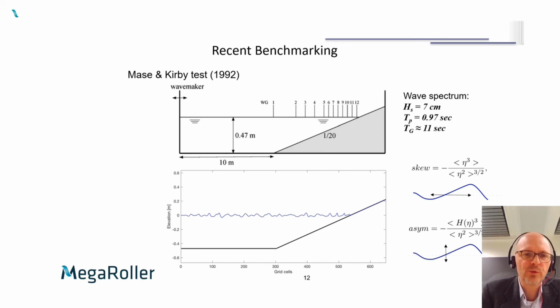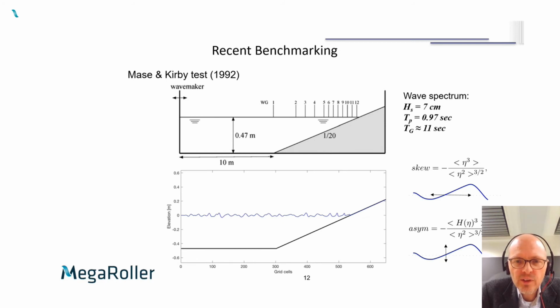So some benchmarks were done. For instance, one of the classical benchmarks is the Mase-Kirby test from 1992, where a wave flume experiment was done. There they had a wave spectrum with a significant wave height of 7 centimeters. So again, this is a wave flume, so very small wave height here. The period was about 1, no, sorry, 1.5 seconds.